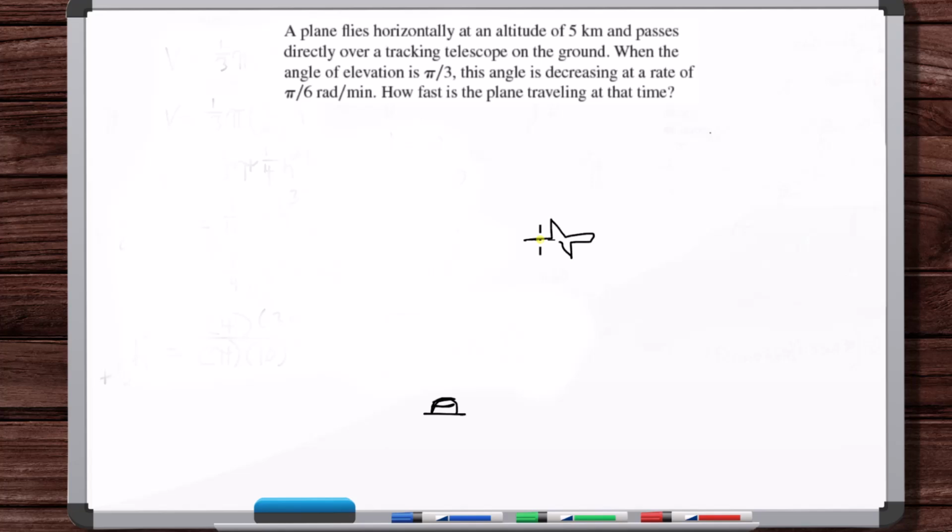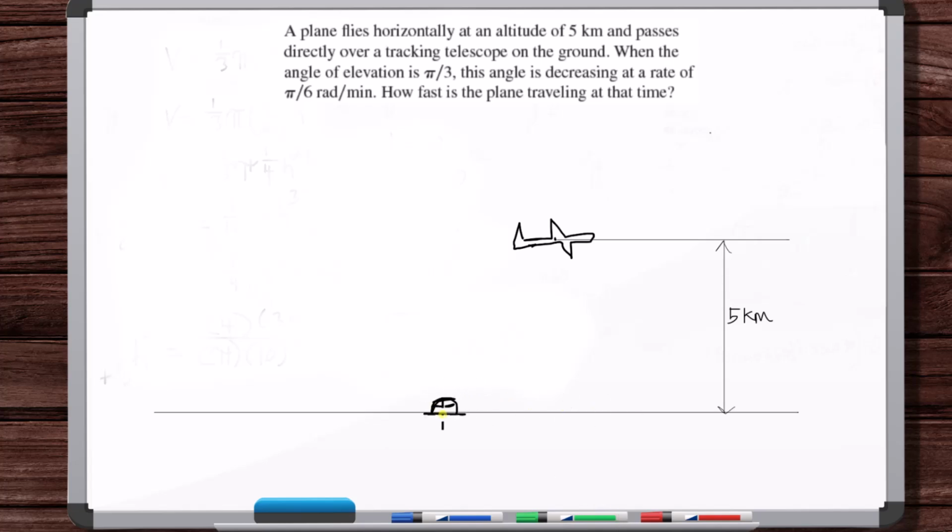Something like that. Okay. The altitude is 5 kilometers. There's the ground. So the altitude is 5 kilometers. And the angle of elevation, I'm not sure what that is.